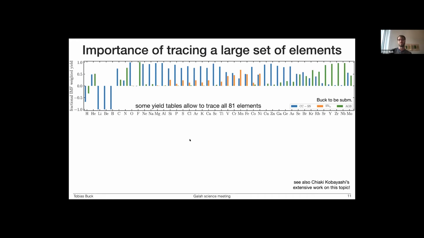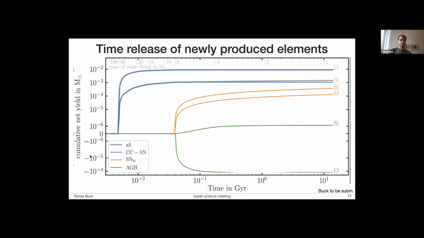And I think Chiaki told us how that works. But what I'd like to do here is motivate this a little bit more, why you actually need to not only take these three sources into account, but also their time delay and their time evolution. For example, here on the x-axis, we have time again in gigayears, and then the net yield, the cumulative evolution of the net yield. Up here, this highlights which stars explode at which time.